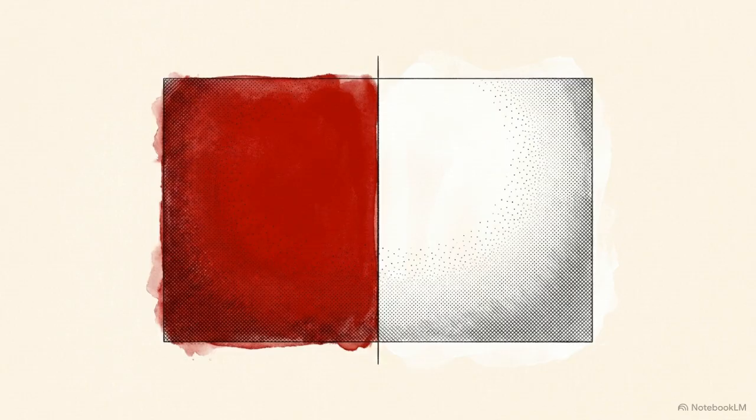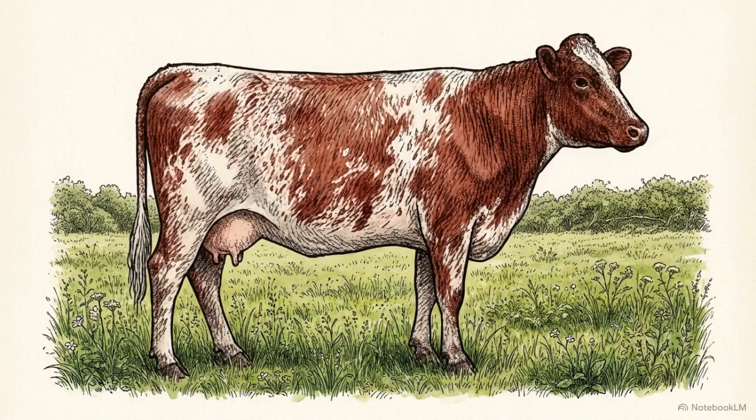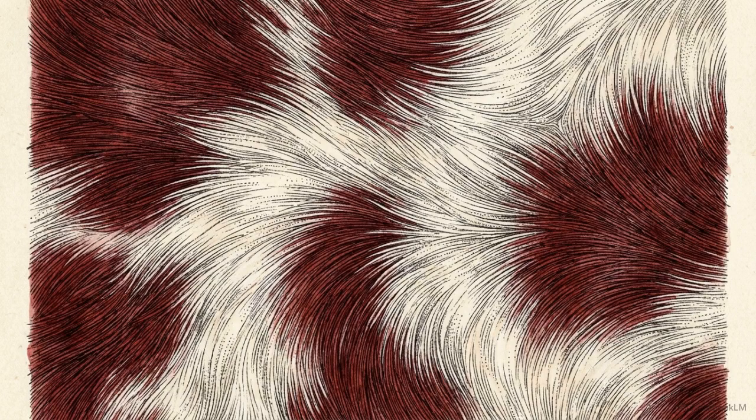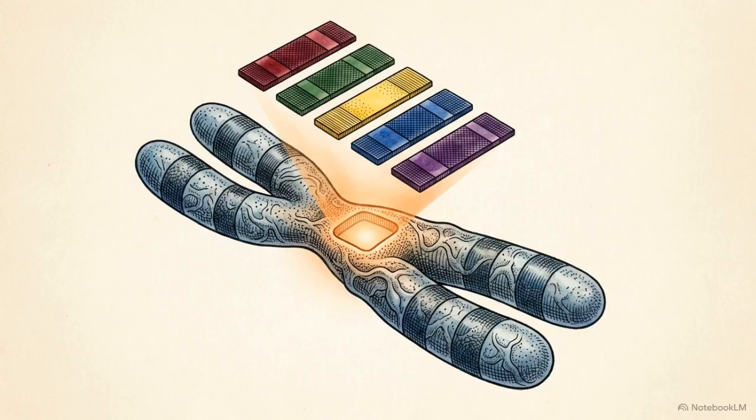Instead of blending, some alleles exhibit codominance. In this state, both alleles are fully expressed in the organism simultaneously, sitting completely side by side. A roan cow inherits an allele for red coat color and an allele for white coat color. Rather than turning pink, the heterozygote grows distinct, unblended red and white hairs at the exact same time. Complexity scales up further with multiple alleles.